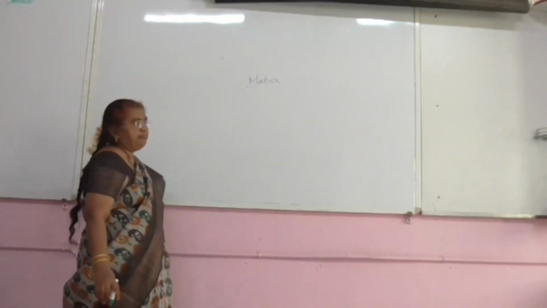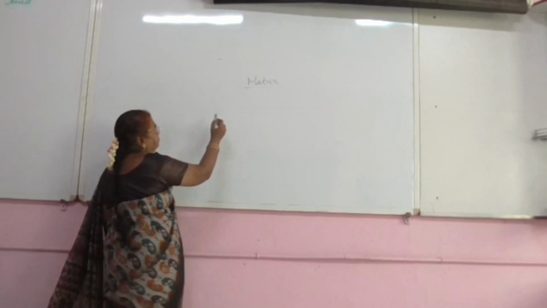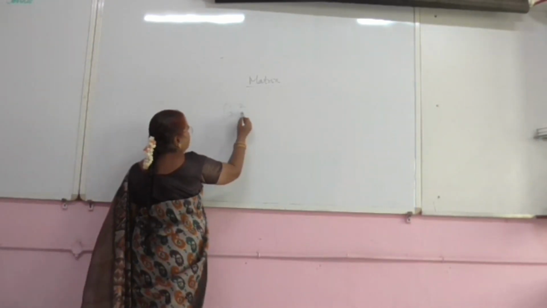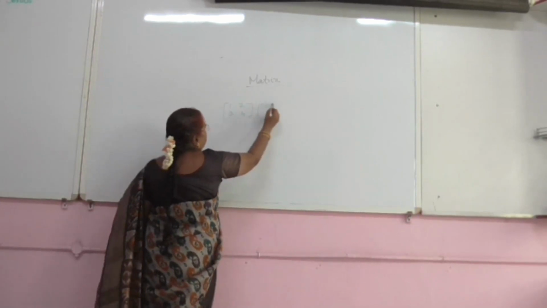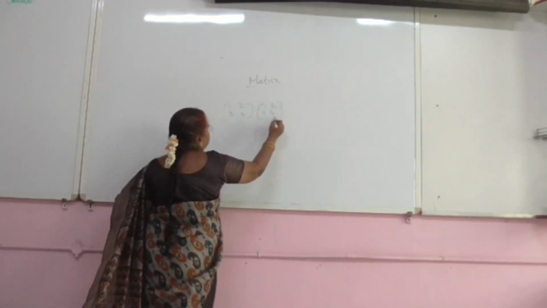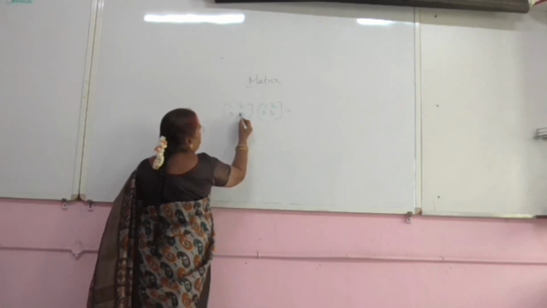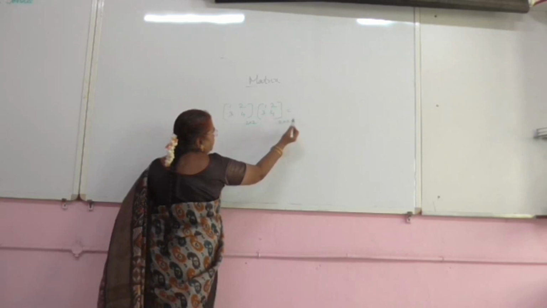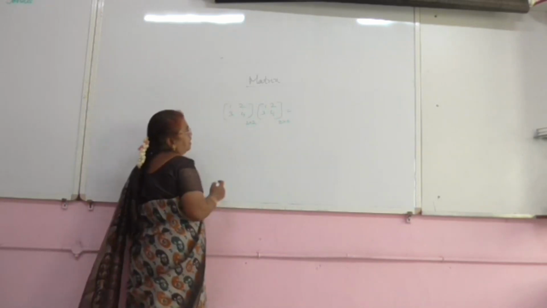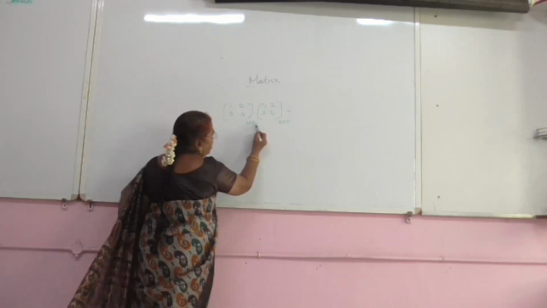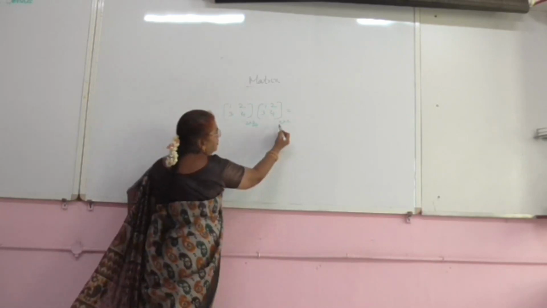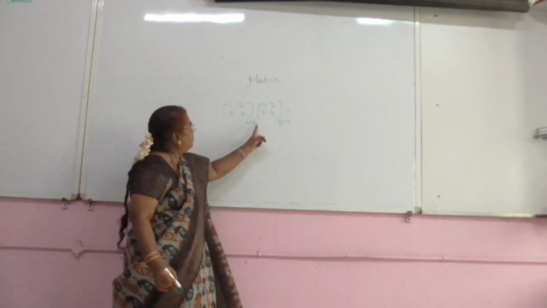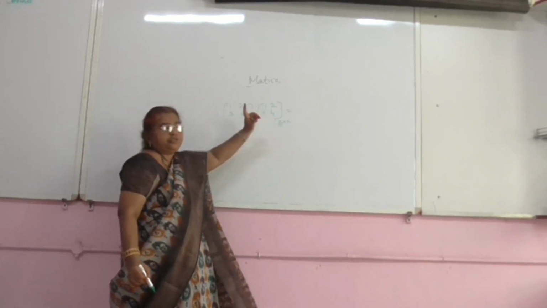Now we go to matrix multiplication. 1, 2, 3, 4 and 1, 2, 3. The order of this matrix is 2 by 2 and the order of this matrix is also 2 by 2. Two matrices can be multiplied if the number of columns of the first matrix equals the number of rows of the second matrix. If these two are equal, then matrix multiplication is possible.